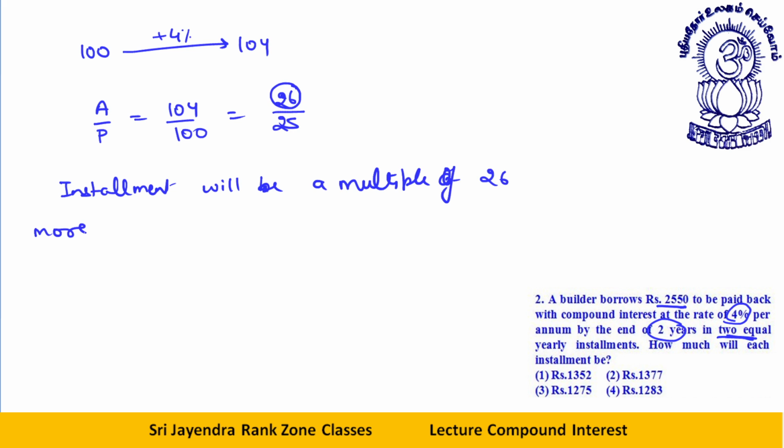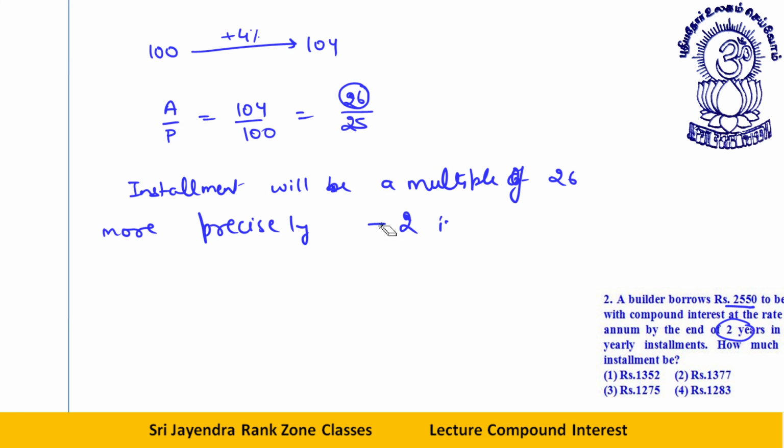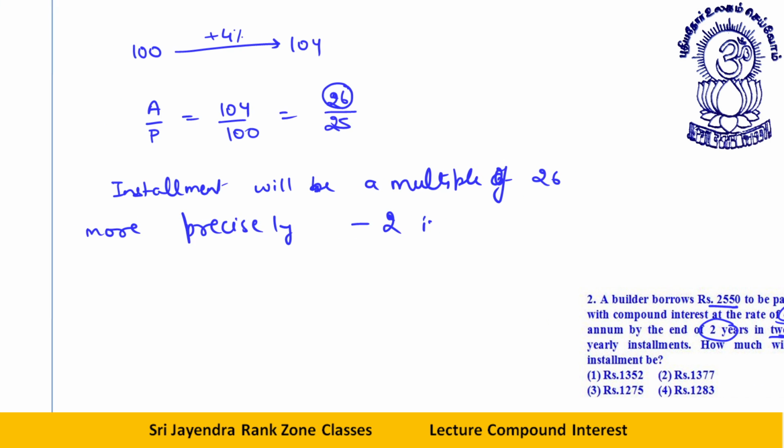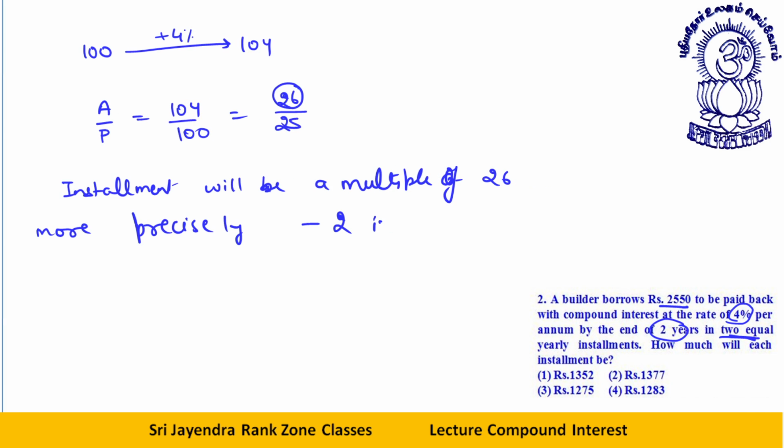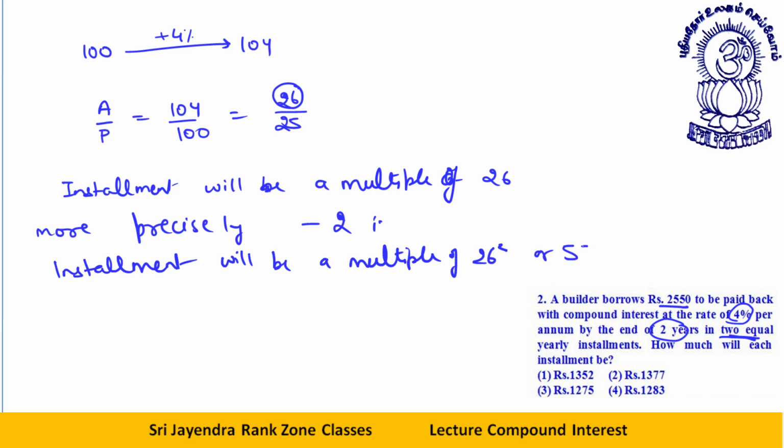More precisely, since there are two installments, your answer, installment, will be a multiple of 26 square or 676.